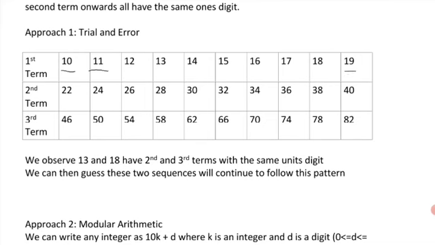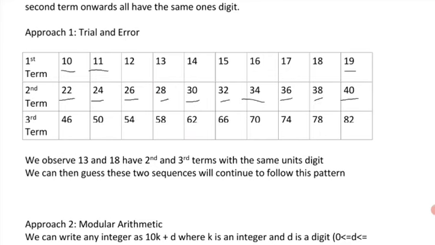Now let's compute the second term, knowing our formula for the first term, which is 2 times the first term plus 1. So 2 times 10 plus 1 is 2 times 11, which is 22. Similarly, 2 times 11 plus 1, which is 2 times 12, is 24. And following this, we can compute the second term for all of the terms here, and we get something like this: 22, 24, 26, 28, 30, 32, 34, 36, 38, and 40.